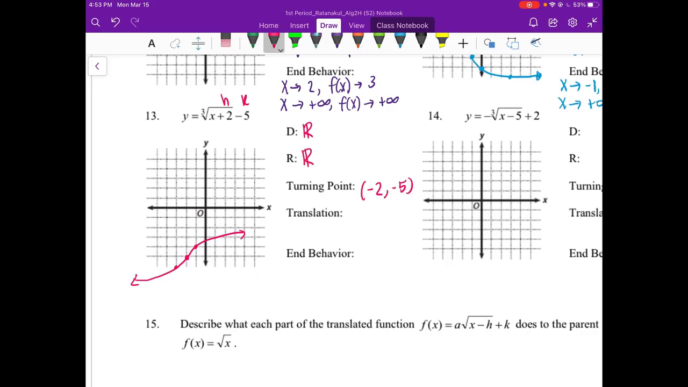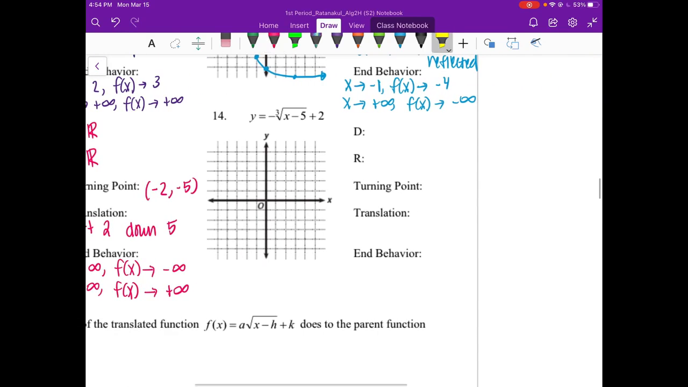Remember, domain and range for all cube roots is just all real numbers. They go on forever, left and right, and up and down. My translation is left 2, down 5. And end behavior, as x goes to negative infinity, that's the left side, f of x goes to negative infinity. And on the right side, f of x goes to positive infinity.